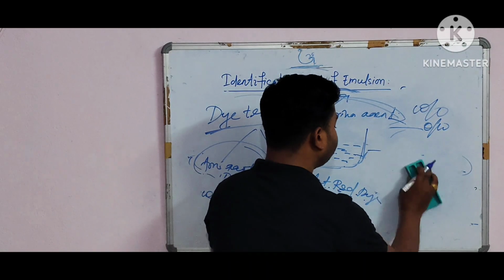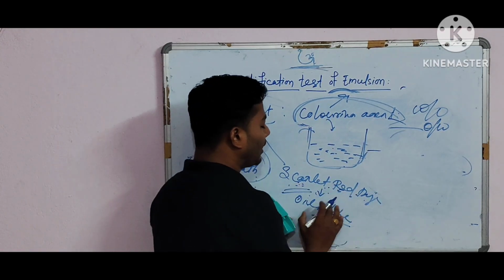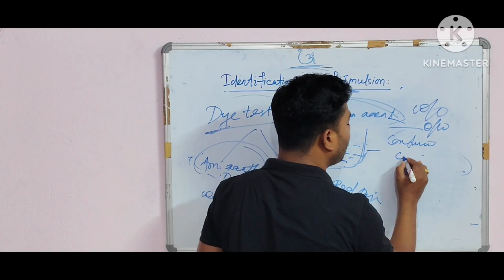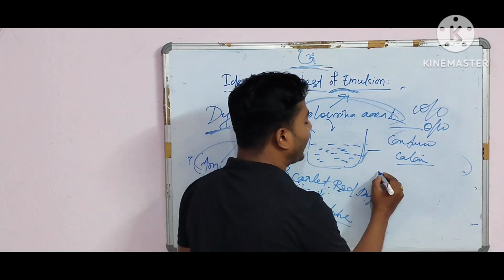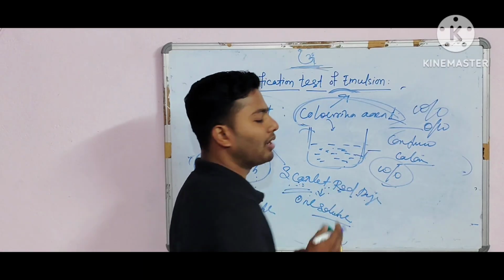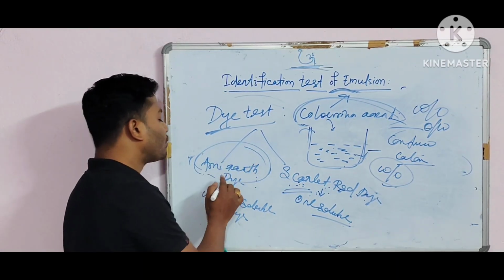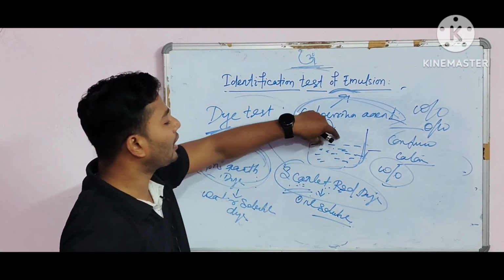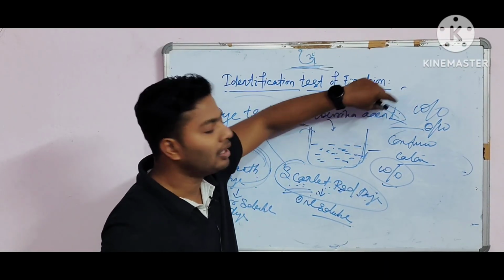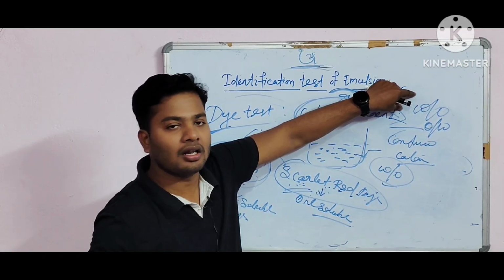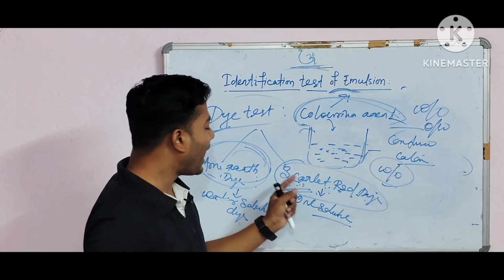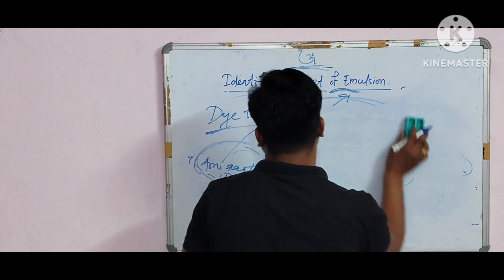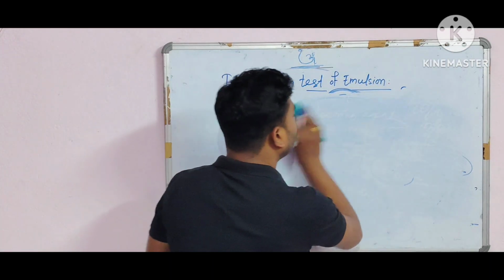Clear? So after adding the scarlet red dye, if the continuous phase has been colored, then definitely you can say it is a W by O type of emulsion. Clear? So by using the amaranth dye or the scarlet dye, you have to identify whether it is O by W type of emulsion or W by O type of emulsion. Clear? So amaranth dye is water soluble and scarlet dye is oil soluble. Okay. Now the next parameter is the conductivity test.